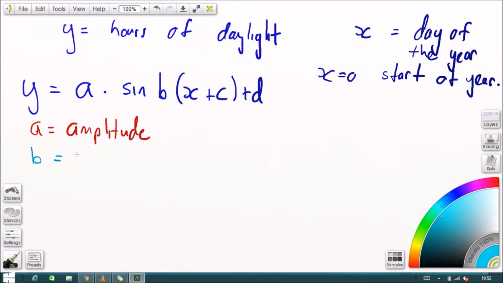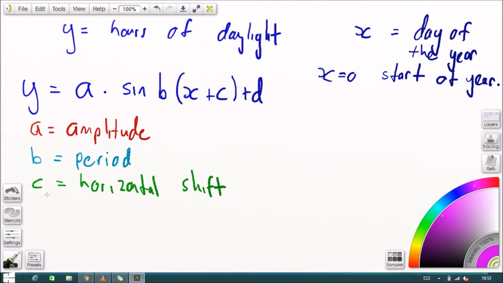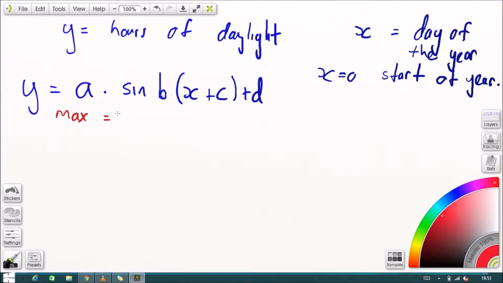Now the first thing we'll look at is the amplitude, then we'll deal with the period. We'll leave c till last because it's probably the trickiest part to understand, and d, which is the vertical shift. So using those four things you can manipulate your graph, and that will give you any possible sine function.